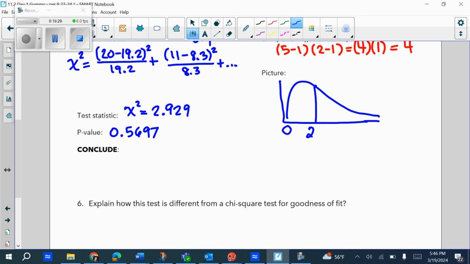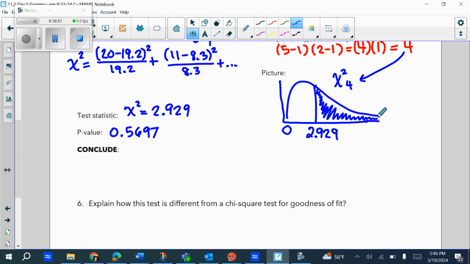And so that would be labeled as 2.929. That's my chi-squared test statistic value. I'm going to give this a name, chi-squared, and my degrees of freedom are 4. So that's going to be labeled on the name for this. And then the shading is always going to be to the right, and you're going to shade in that section of the graph.